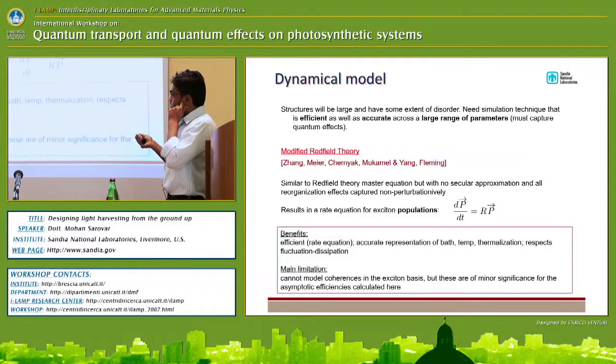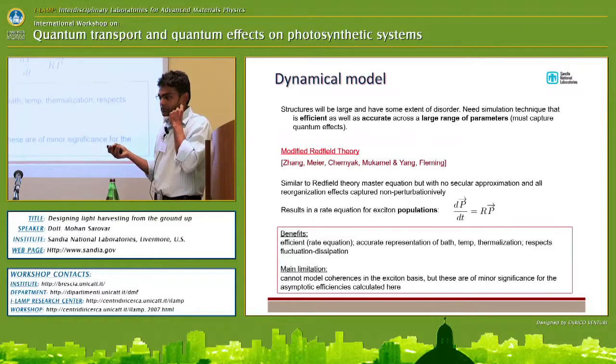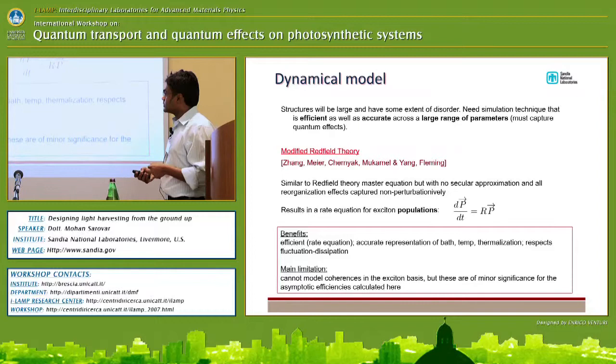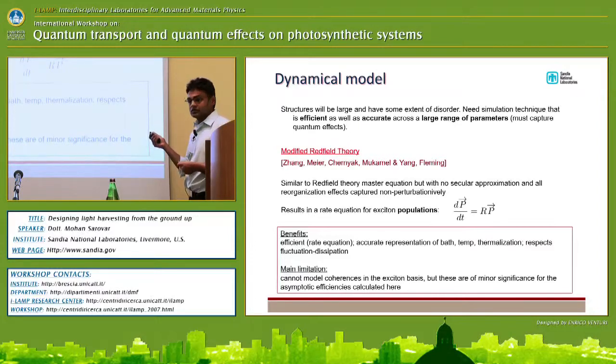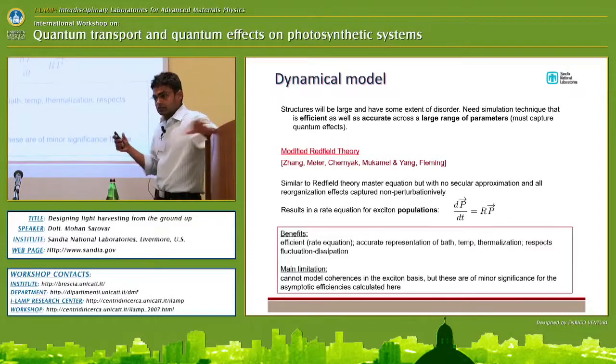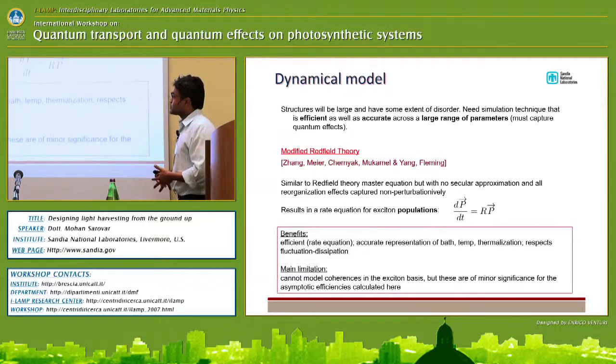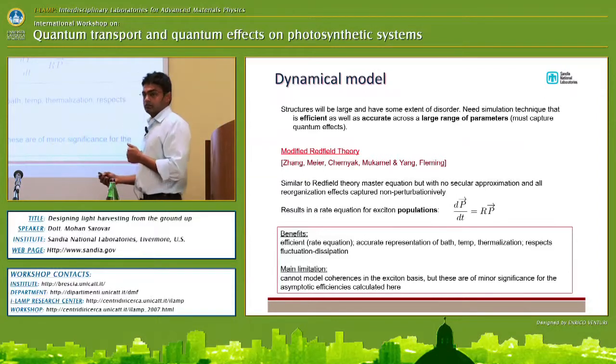So I should say this has been used reasonably well to capture dynamics in large-scale natural photosynthetic systems. The PS2 system that I threw up at the very beginning, which is very large, you can use a modified Redfield theory to capture dynamics across this system. The benefits are it's efficient. It's a rate equation, right? It has a relatively accurate representation of the bath, the reorganization, and respects the fluctuation dissipation theorem, which means that you eventually get to the right thermal state.